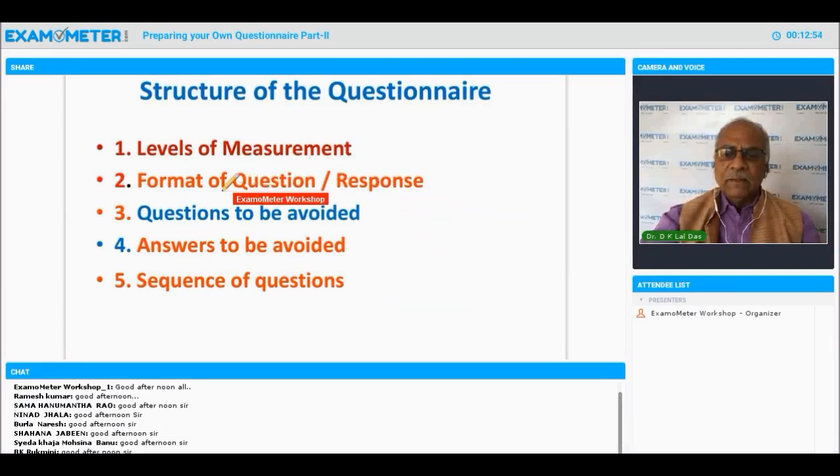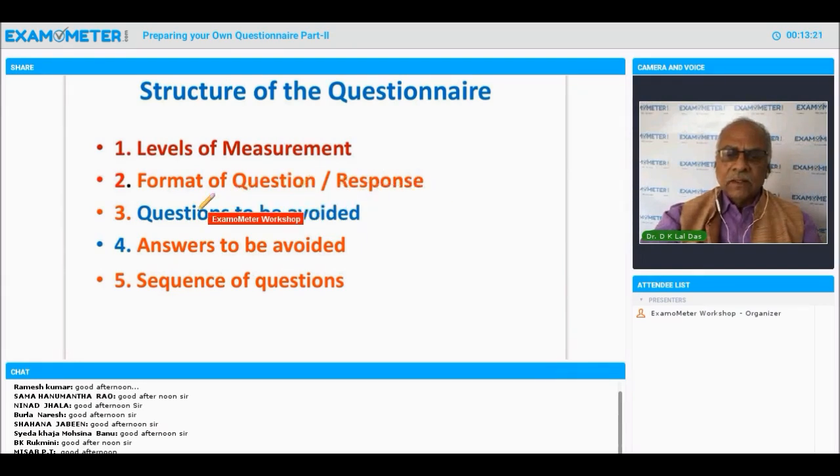Similarly, the question should be examined, what format of question I am taking: dichotomous, open-end, closed-end, multiple choice, multiple response, etc. At the same time, also see the format of response and see how it is going to be relevant for your study.